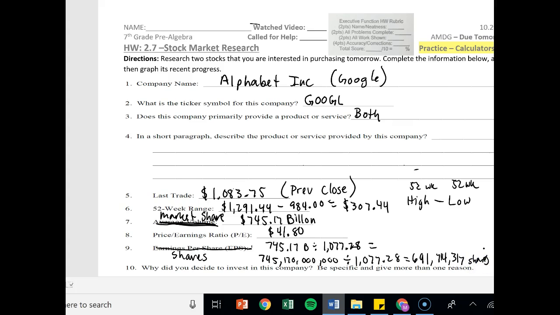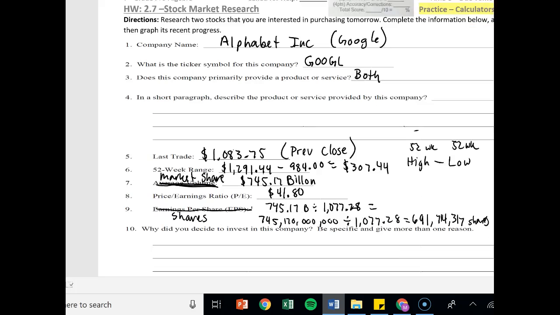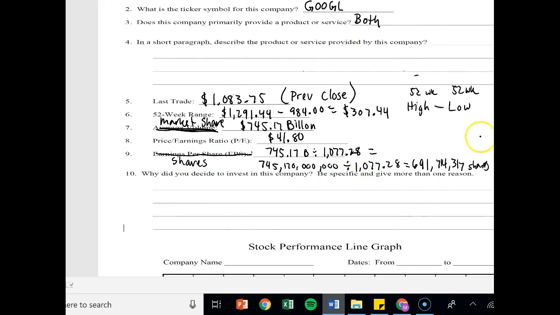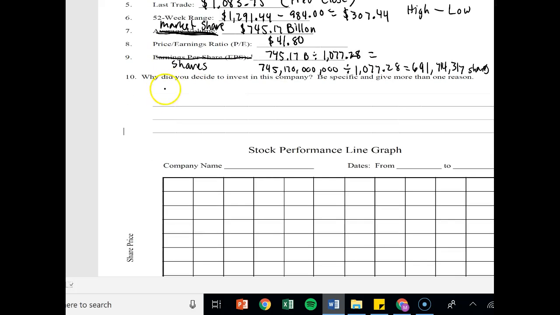Again, that is a very, very unsophisticated way to go about that, but that's basically what you'll do: take the market cap, divide by its current price, and that will tell you how many shares are out there. Then you'll give me a little reason why you decided to invest in Google. So basically you could tell me, hey, I like Google because they seem like they're always creating new products. I looked at their graph history over their lifetime, and I saw that it was constantly going up, so it seems like a good investment, something like that. Okay. Again, multiple complete sentences here.